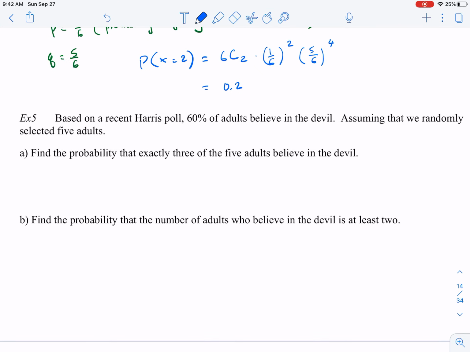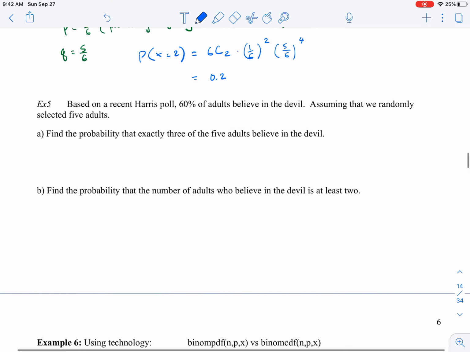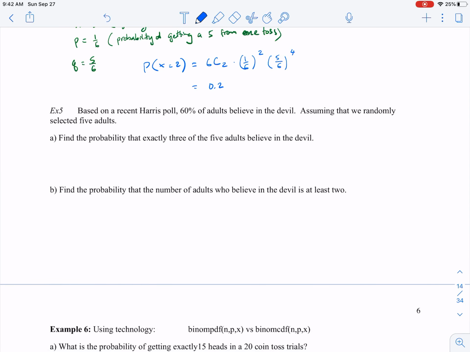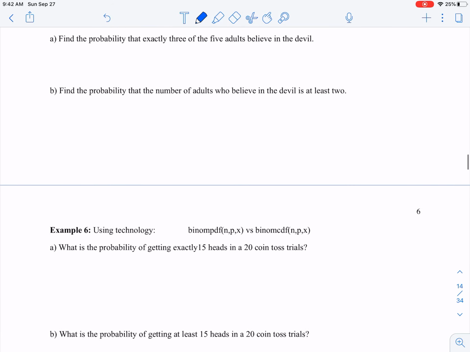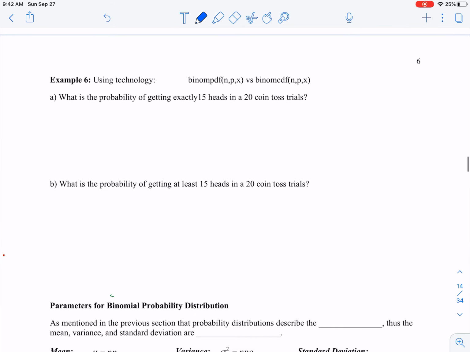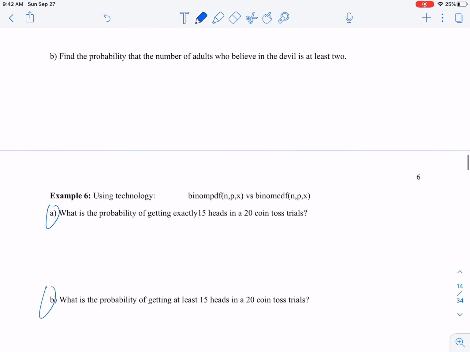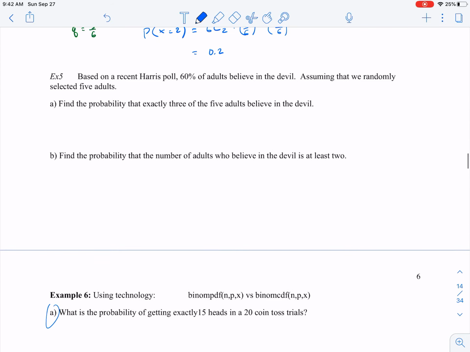So this question will help us get to the next part, where the procedure of the selections, what we're observing, the trials are large, and doing this formula is no longer efficient, or it takes longer. I think the next example, example 6, is where we're looking at more statistics computation formula using technology. So let's start with example 5 here.